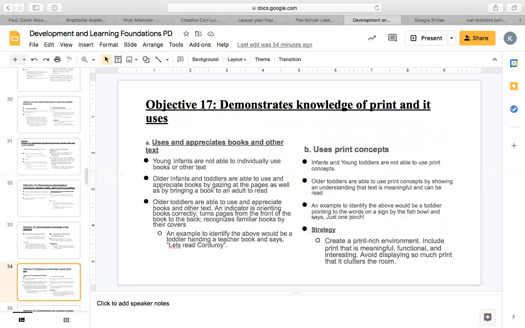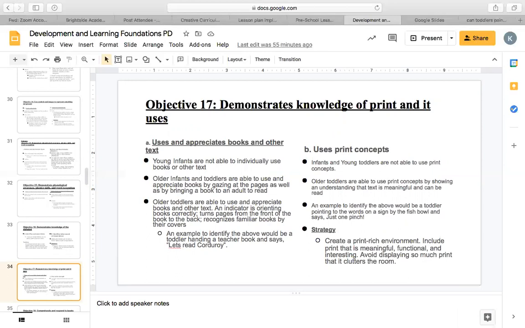Objective 17. Demonstrates knowledge of print and its uses. Uses and appreciates books and other text. Young infants are not able to individually use books or other texts. Older infants and toddlers are able to use and appreciate books by gazing at the pages, as well as by bringing a book to an adult to read.